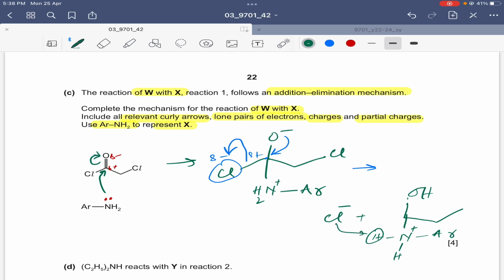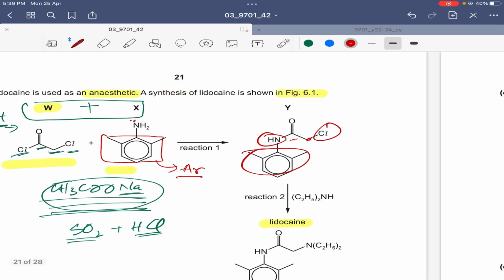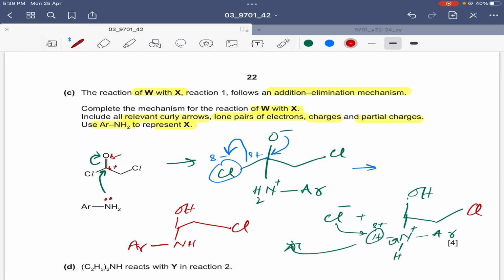Cl will attract this proton, right? This is partial positive, so it would be lost as a proton, so deprotonation would occur and nitrogen will take back these two electrons. So final structure would be OH, NH, Ar, Cl. Right? This would be the final structure as you can see here. This is the NH group after it loses its proton, and this is the Ar group, C double bond O, CH2, Cl, right? So this is the addition-elimination mechanism.